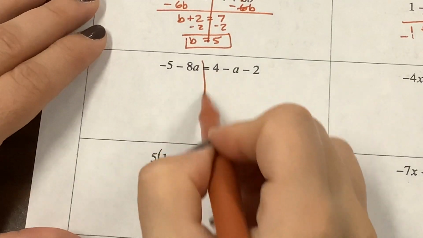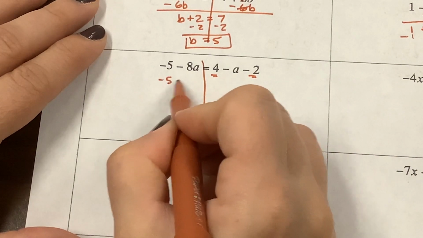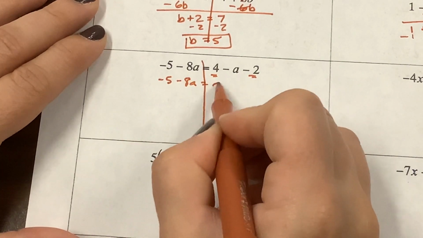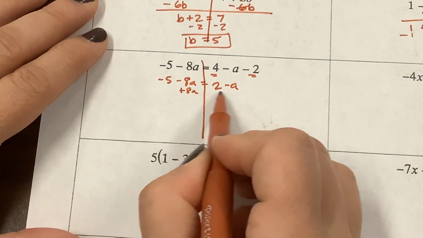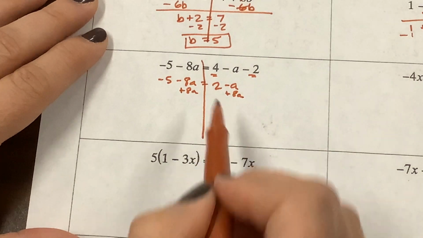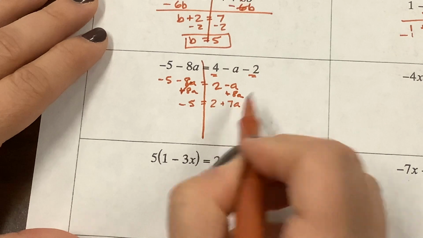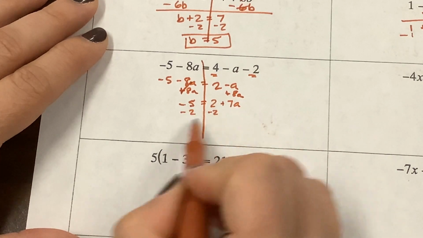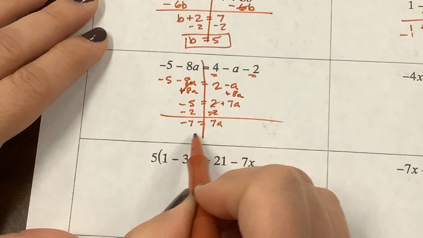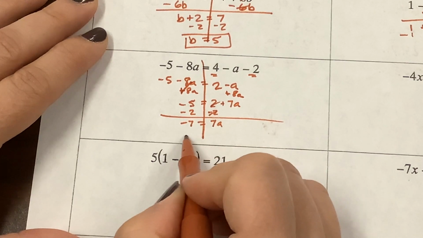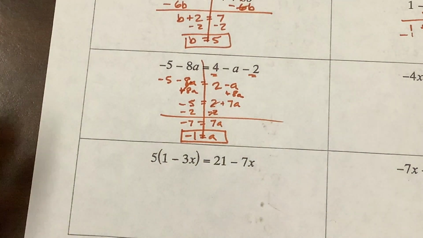Next one. Move your variable. Well, we have like terms first. So 4 minus 2. That's going to be negative 5 minus 8a. 4 minus 2 is 2. Bring down the minus a. Our variable terms are here. I'm going to add 8a to both sides. This cancels. Negative 5 equals 2 plus 7a. I'm going to subtract 2 to get the variable alone. This is negative 7 equals 7a. We divide by 7 on both sides, and that's negative 1 equals a. If you have a positive 1, it's incorrect.